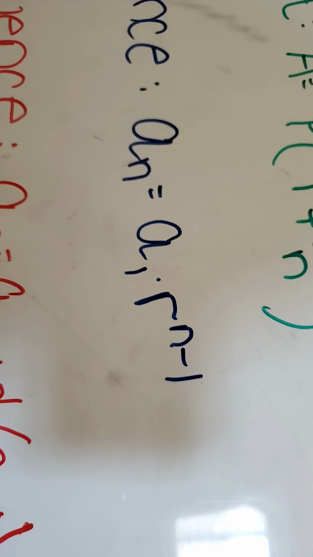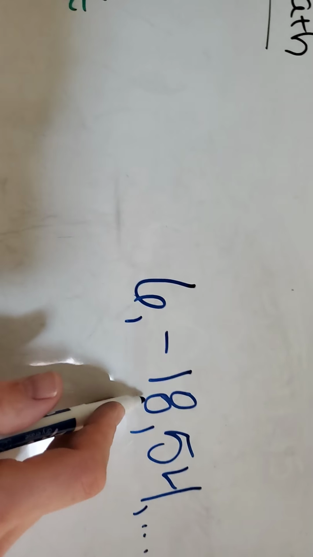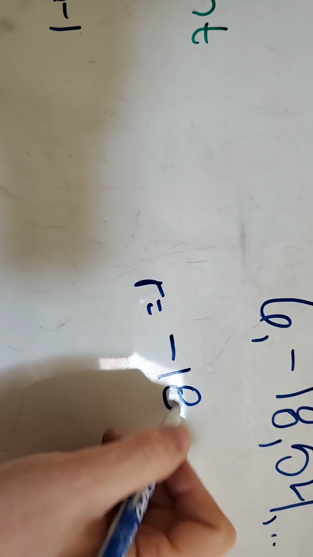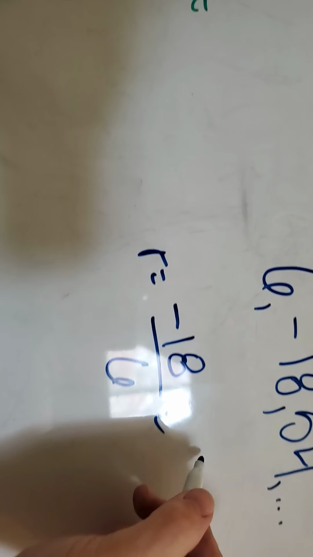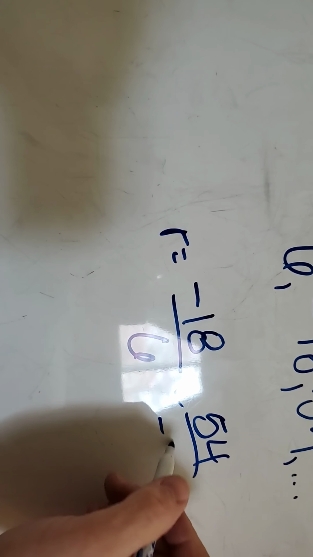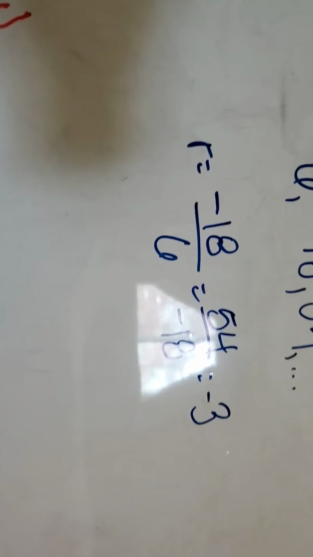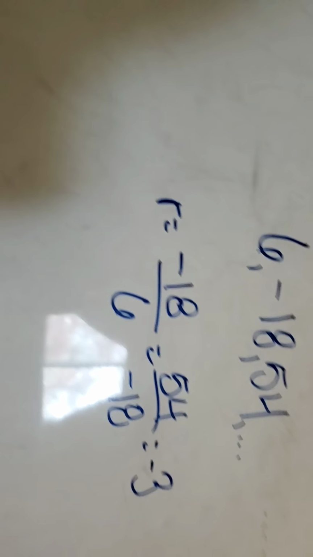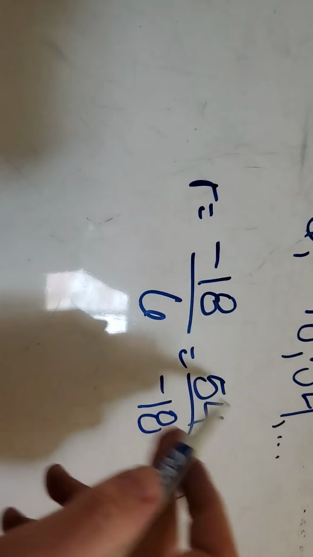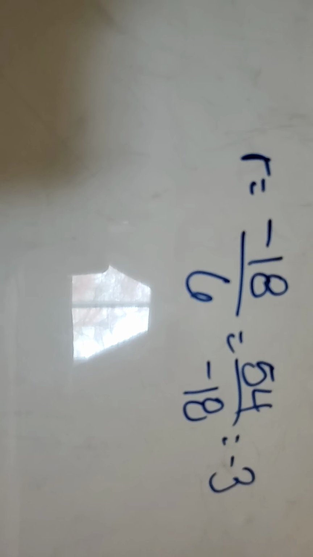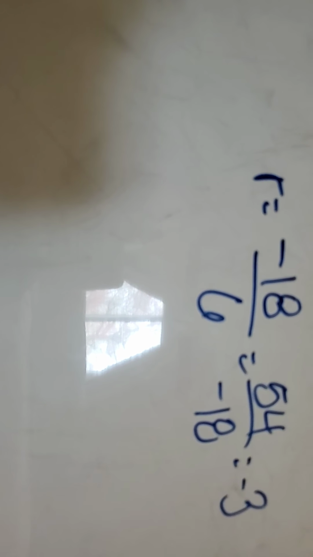It says it's geometric. That means there has to be an r. What is r? Well, it's the common ratio. What's the common ratio? Well, it's a term divided by the term before it. So r equals negative 18 divided by 6. It should also be 54 divided by negative 18, which is negative 3. You could put that in your calculator. You don't have to just do it off the top of your head if you don't want. Maybe you were given just these two and you didn't know what 54 divided by 18 is. That's okay, because we can put that in our calculator. But so r is negative 3.